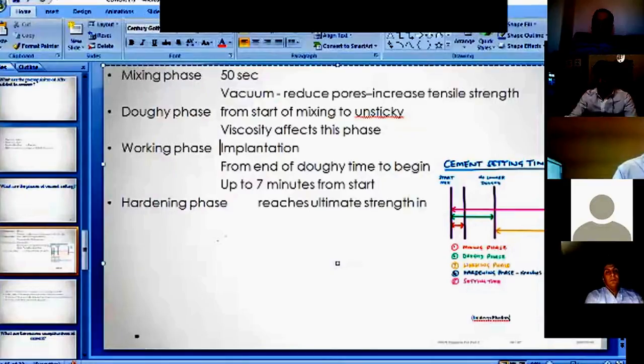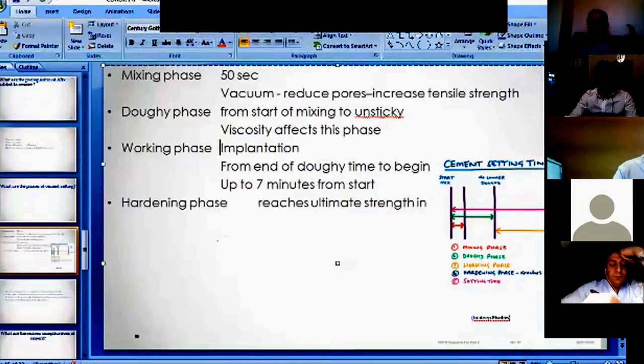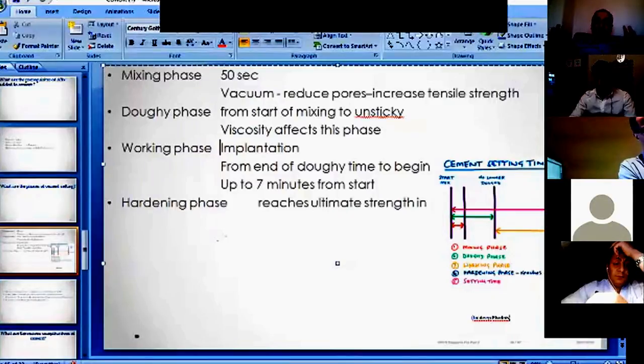The last phase is the hardening, and that starts from the end of the working phase and could last up to 24 hours. It's very important, and it is one of the principles of Exeter stem, how it subsides into its position in the bone. So it could take 24 hours and even more to reach its ultimate strength.